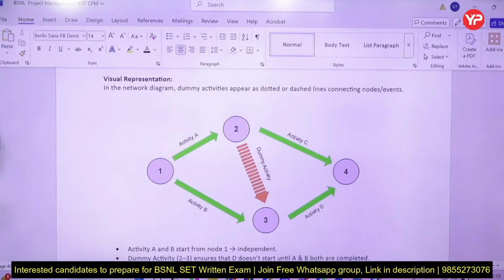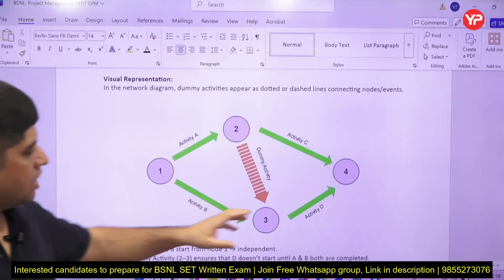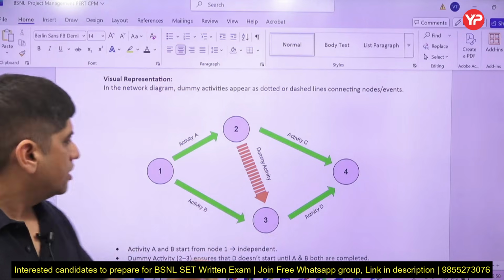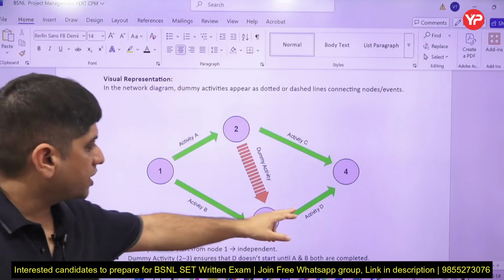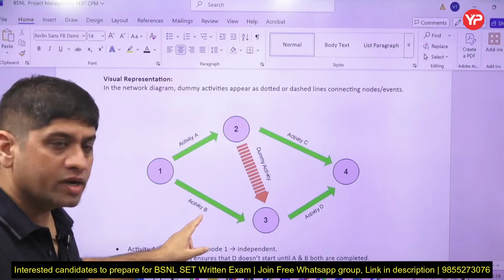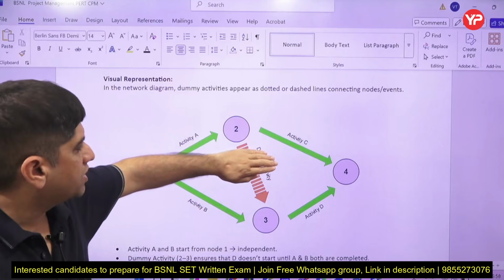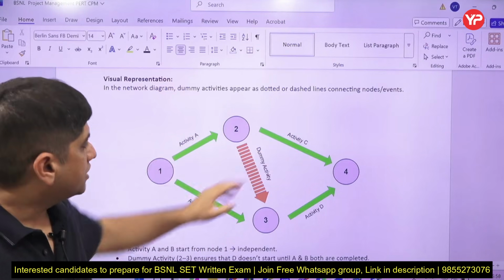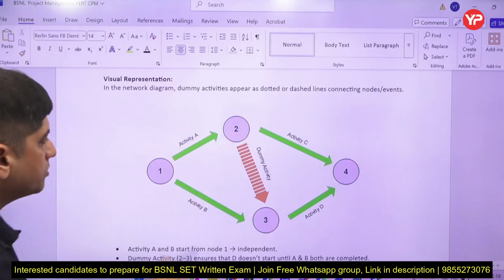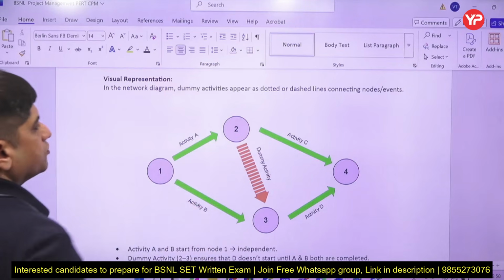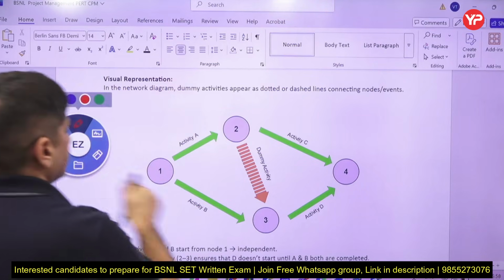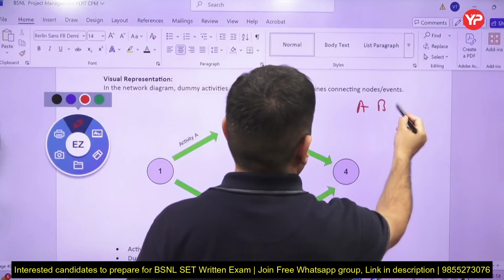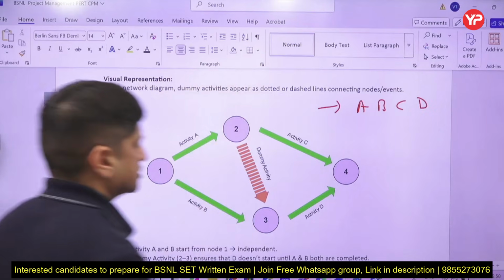This is the visual representation. Suppose I say that before activity D, B and A should be complete. Suppose I say before activity D, B should be complete, A should also be complete. Now forget that dummy activity is not there. Then this relation will not be established. Suppose dummy activity is not there, then the relation is before C, A should be complete, before D, B should be complete. Now suppose I want you to make a diagram. There are 4 activities A, B, C, D. A project has 4 activities.